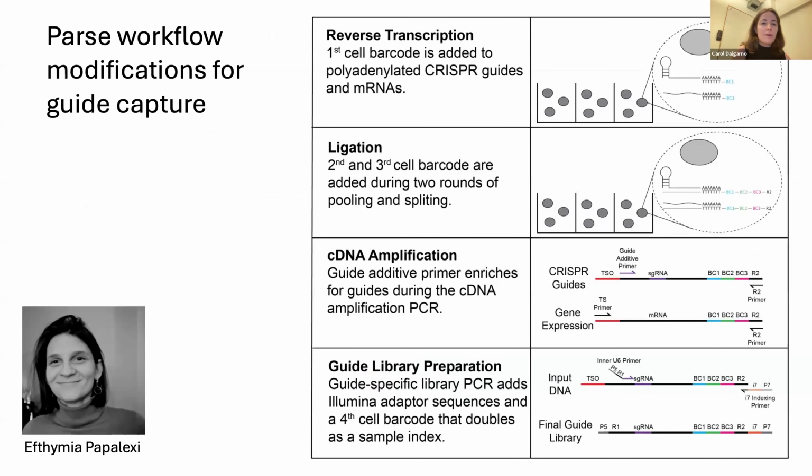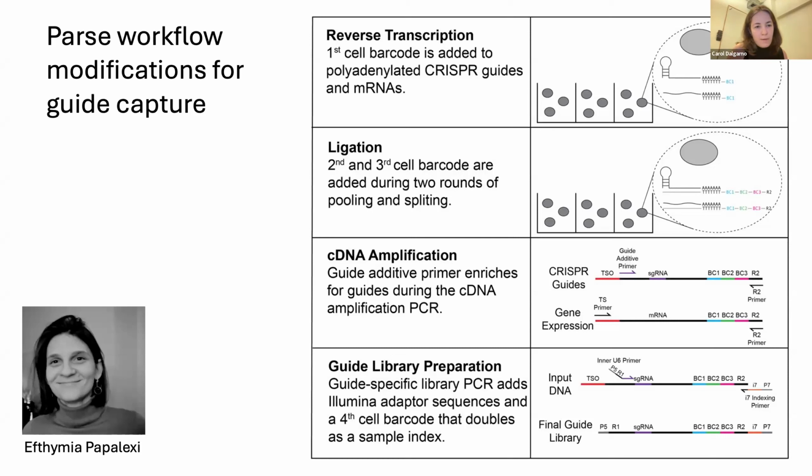So in the first step of the Parse kits, you perform reverse transcription with bar-coded primers. So in order to get guides alongside the transcriptome, we decided to use a CROP-seq vector so that we have polyadenylated CRISPR guide RNAs that can be captured using the same primers that are already in the Parse kits. So from each cell, the guides and the mRNAs share a cell barcode. Then ligation proceeds as it normally would in the Parse kits, and 2 additional cell barcodes are added during 2 rounds of pooling and splitting.